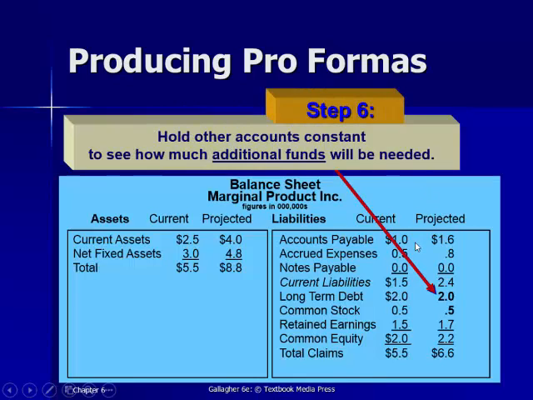And so we simply move forward any other number that we didn't talk about. So long-term debt stays the same, common stock stays the same, notes payable stays the same, and we have 6.6 million as our projected liabilities and equity compared to our 8.8 million projected assets. And this might be the first business class you ever took that is showing you a balance sheet that doesn't balance.